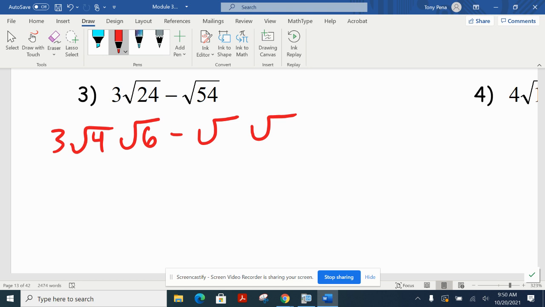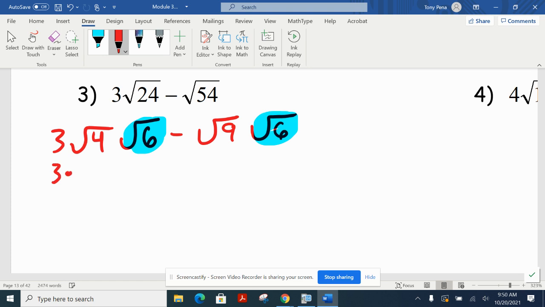Joe M. What'd you get? 9 and 6. Good. 9 times 6. The 9 is our perfect square. 6 we can't do anything with. It's also nice because don't we end up with both root 6s? So we're going to be able to combine them at the end once they both get simplified.